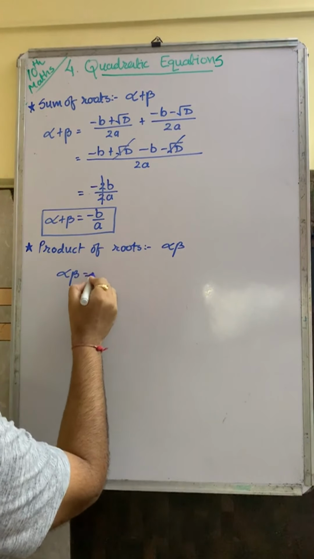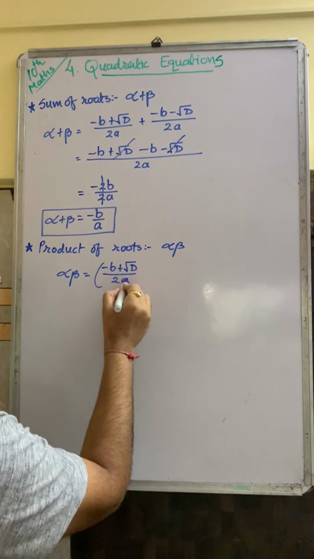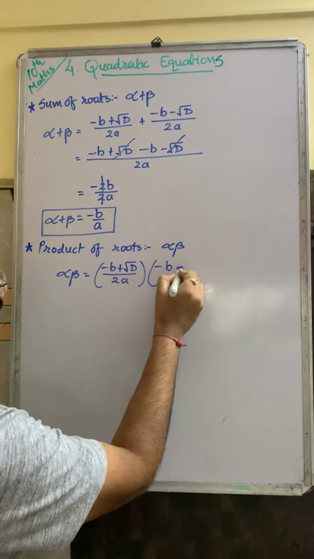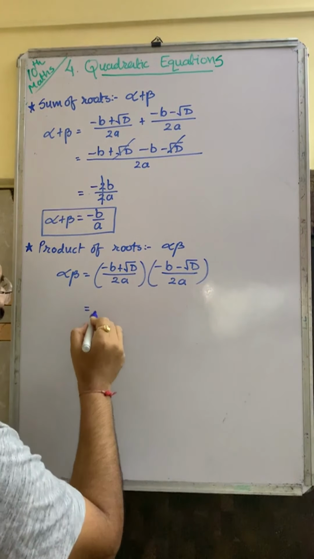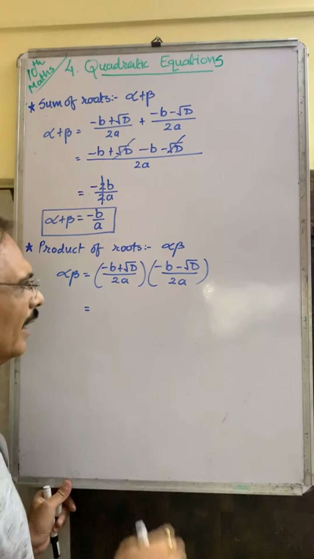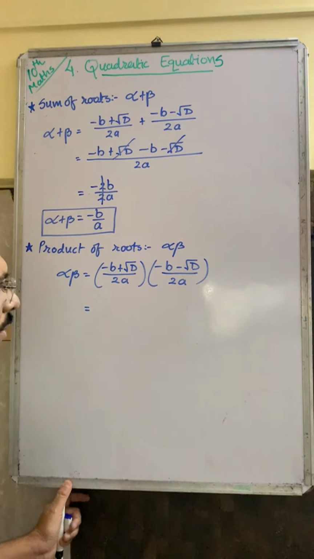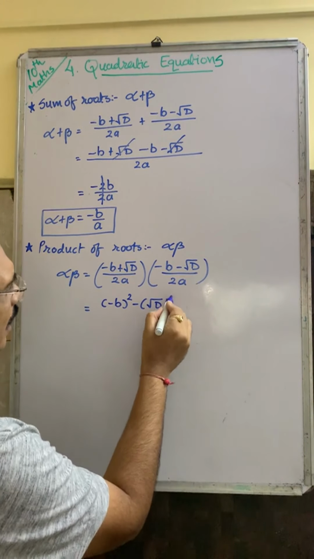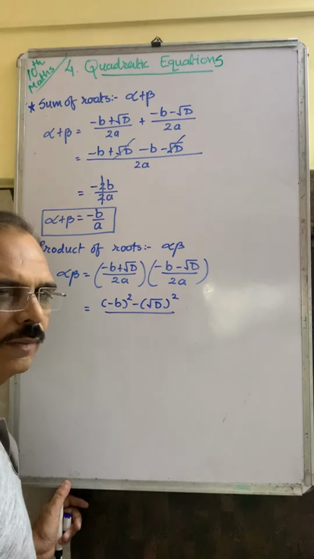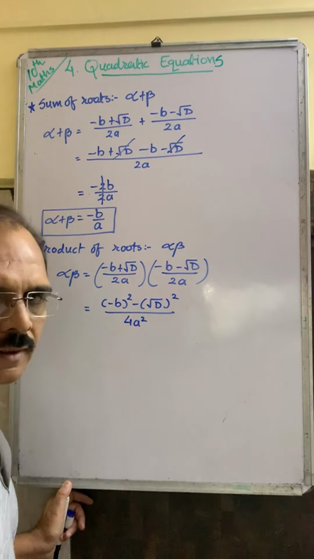See, alpha into beta. Alpha is minus b plus root d upon 2a, beta is minus b minus root d upon 2a. Product. See, in the numerator, it is just like a plus b into a minus b, that is a square minus b square. A square minus b square upon denominator 2a into 2a, 4a square.